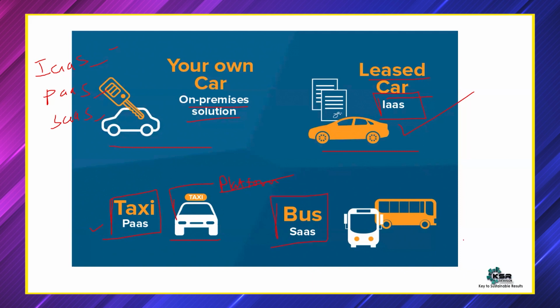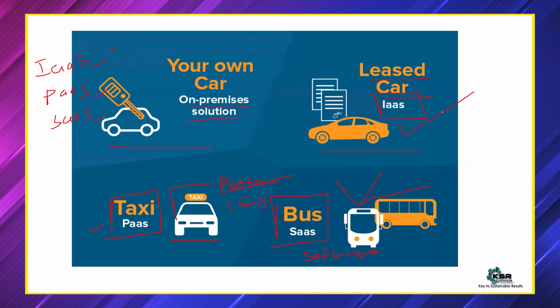Whereas if it's a bus, you will only sit in the bus and it will drop you at that location. In the case of a taxi, only you would be the individual utilizing this taxi. In the case of a bus, there could be multiple individuals. Multiple individuals can consume the same bus service, and that is called software as a service. It is just a software which can be consumed by multiple people. A taxi can be consumed by only one individual or maybe only one family.